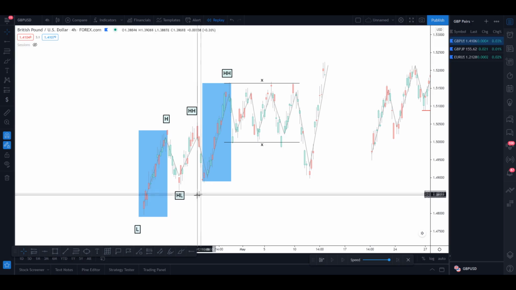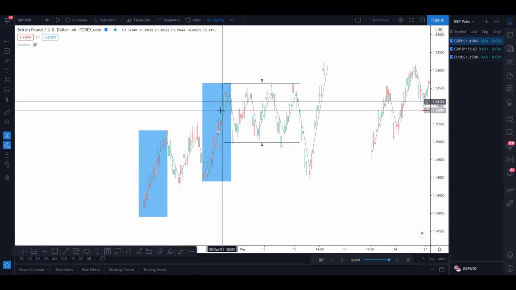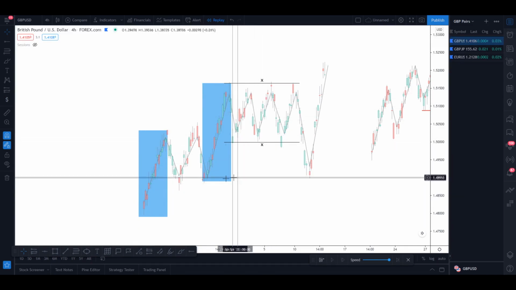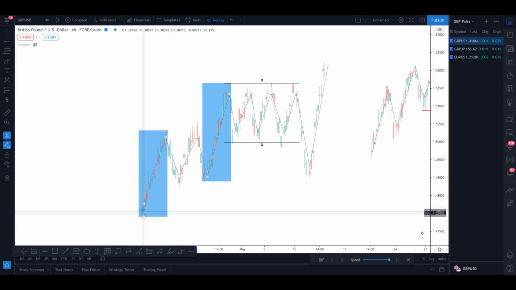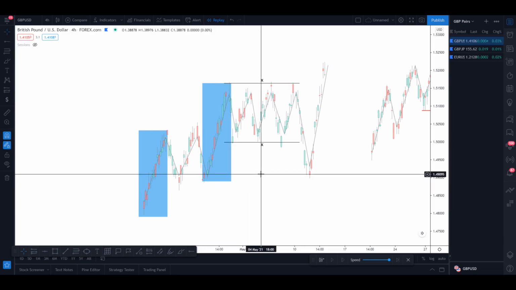Now one way of also looking at this is simply to highlight the expansion where price made big moves. In this case, this is one expansion, this is a second expansion. If price did not want to respect this area, then most likely price would respect the next untested level of expansion, which would be right over here.